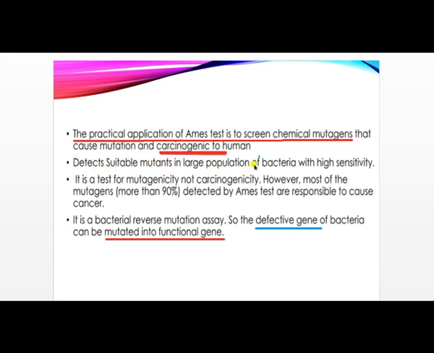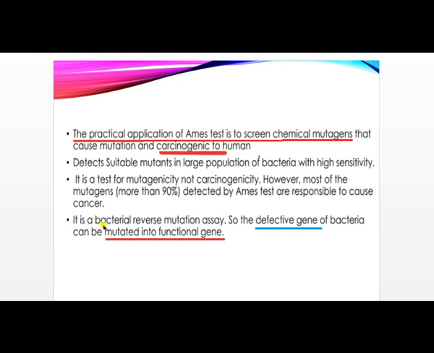It detects suitable mutants in a large population of bacteria with high sensitivity. This test gives results at high sensitivity. It is a test for mutagenicity, not for carcinogenicity. However, more than 90% of carcinogenicity occurs due to mutagens, 90% of the mutagens. So those detected by the Ames test are responsible for causing cancer.